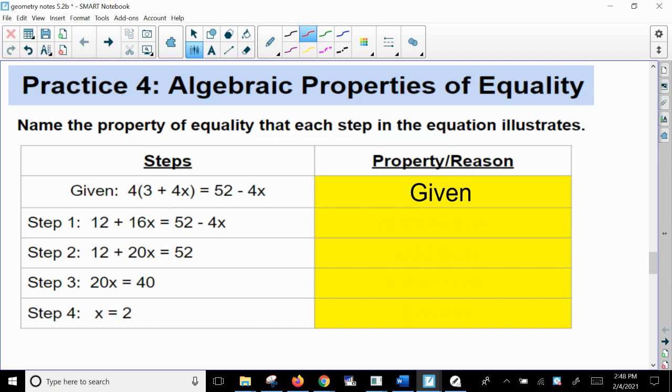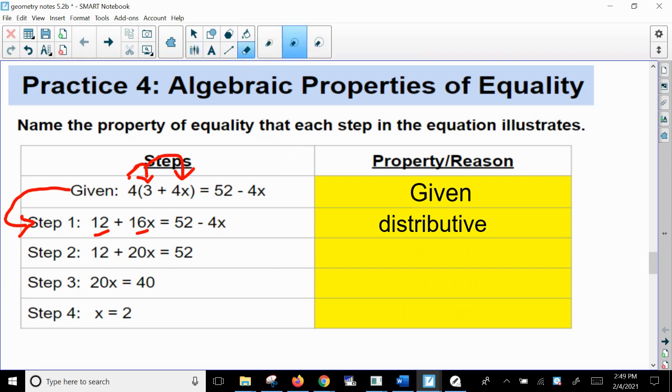Now, next step, to go from the given to step 1, look what happened. We multiply 4 times 3 and 4 times 4x. Got 12 and 16x. 52 minus 4x stayed exactly the same. This is distributive property. I hope you didn't think it was multiplication.